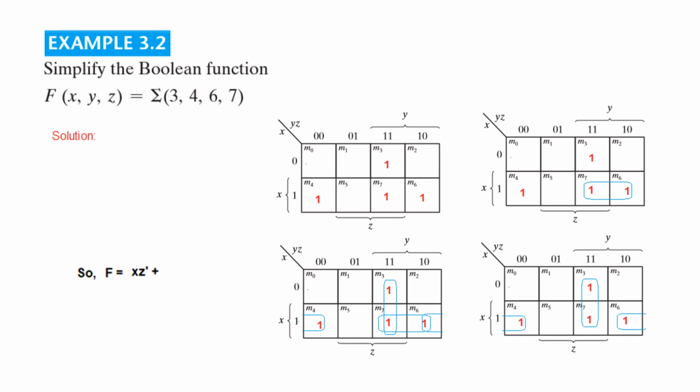x z dash, and the other one, nothing common from x side because this is x dash and this is x. So we look from the top. 1 1 is common in both, and 1 is y and this one is z, so y z. So this is the final answer, x z dash plus y z.